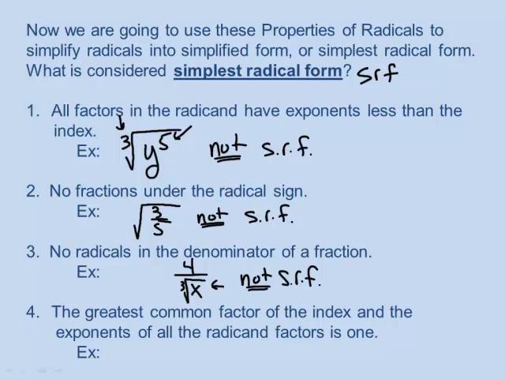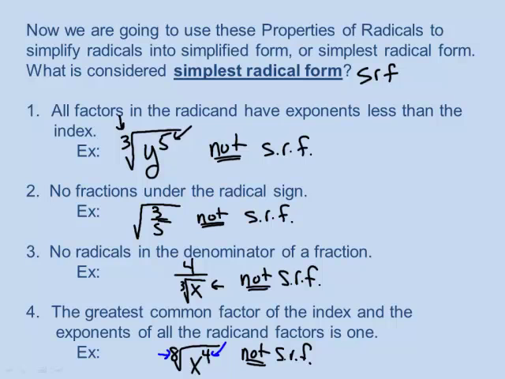And finally, the greatest common factor of the index and the exponents of all the radicand factors is 1, which is a fancy way of saying if you can reduce, you should reduce. So if you had, say, this problem, the 8th root of x to the 4th, because there's a common factor of 4 between that 4 and that 8, you can't stop there. Okay? If there's more reduction to be done, you must do so. This, again, is not simplest radical form.